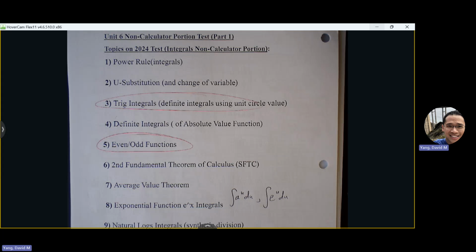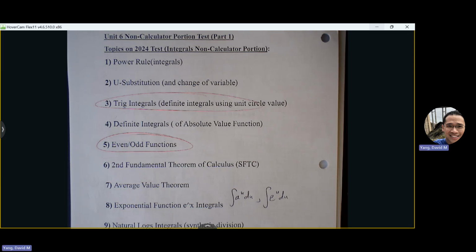Trig integrals, definite integrals involving unit circle values. We did that yesterday. It also showed up in your homework yesterday, so make sure you review your integral rules for trig as well as your unit circle values. Definite integrals involving absolute value functions. So this is where we draw our absolute value function. It's going to just form two triangles, and you're just adding up the areas of the two triangles.